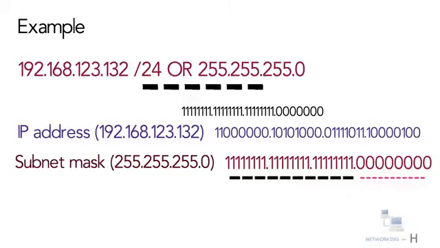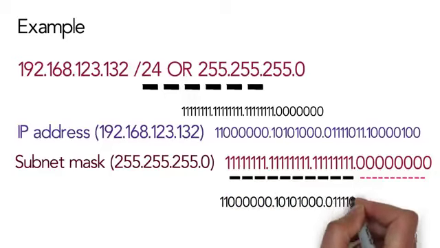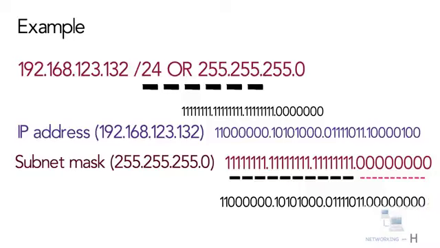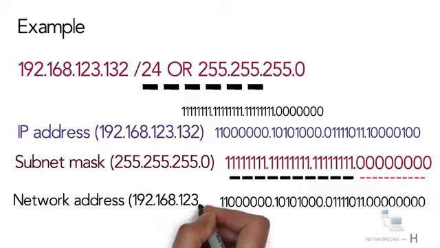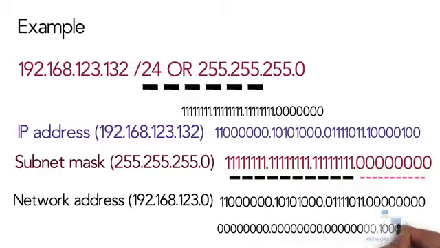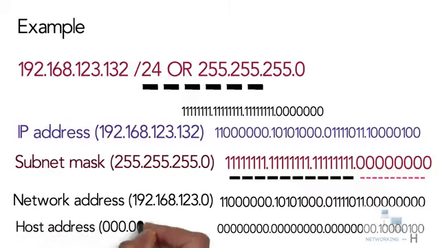This gives you the following network address in binary format, and the network address in decimal format will be 192.168.123.0, and the host address in binary format will be, which if we convert to decimal, we will have a host address of 132. So now you know from this example, with a /24 subnet mask, the network ID is 192.168.123.0 and the host address is 132.